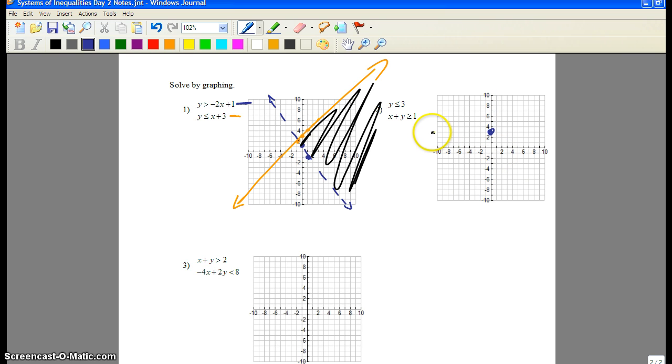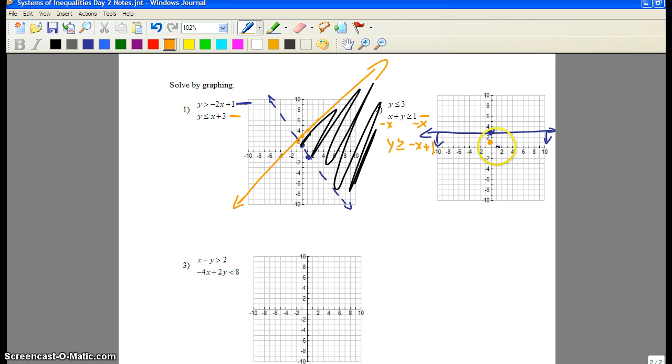Is it solid or dashed? It's solid, because it's less than or equal to. Above or below? It's less than. What's less than y? Is it up or down? Down. So we're going to shade down. So we don't have to do the test? Nope. You don't have to. This one, solve it for y. It's a little faster doing it this way, isn't it?